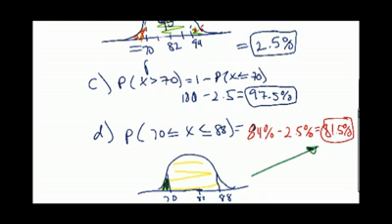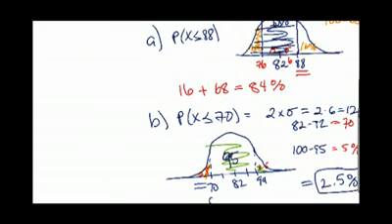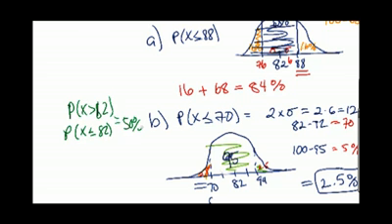Alright? Best way to become familiar with this, I didn't do the most obvious one, but sometimes it still gets people. If they said proportion that's greater than 82, or if it was less than 82, the answer is going to be 50%. And if they give you an equals, it's always 0. There's no probability associated with an equal sign in a continuous distribution.